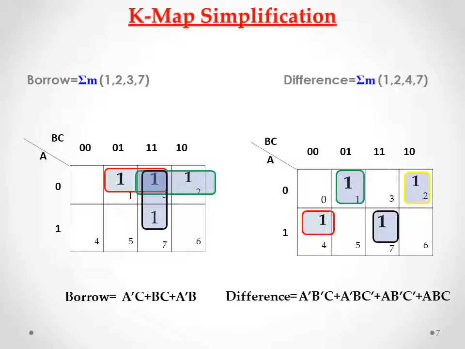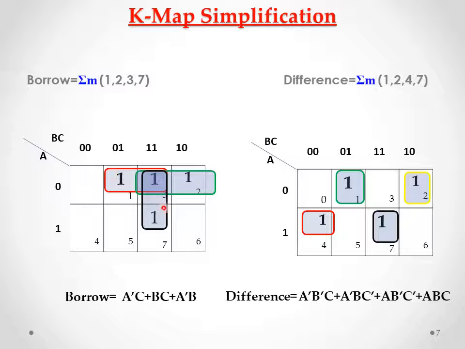Now we are going to simplify the borrow and difference logical expressions by using K-map. So from the truth table we are getting the sum of product terms for borrow and difference. Borrow expression is sum of minterms 1, 2, 3, 7 and the difference is 1, 2, 4, 7. The full subtractor has three inputs, so a 3 variable K-map is used. This K-map is for difference and this K-map is for borrow.